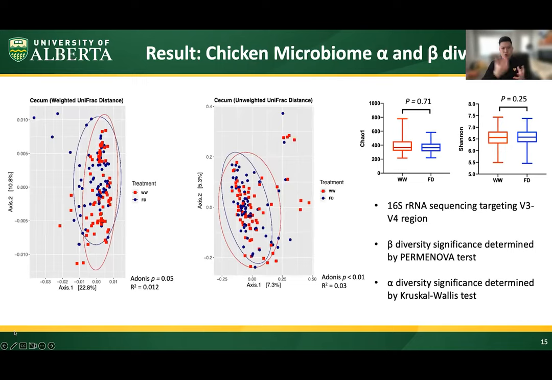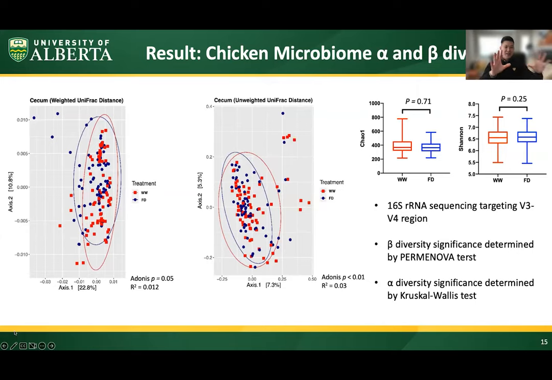How about the whole microbial community in the chicken gut? Here's when the 16S RNA sequencing comes to play. So beta diversity, which we see on the left side, is normally used to describe microbial community structures. Here we have used both weighted and unweighted UniFrac PCoA analyses to visualize the differences between the chicken microbiome.